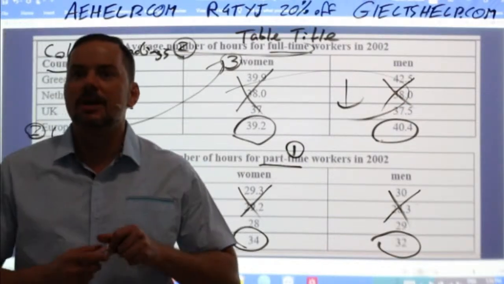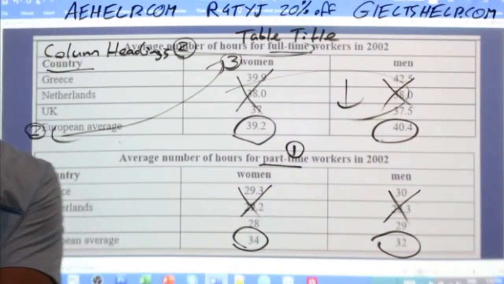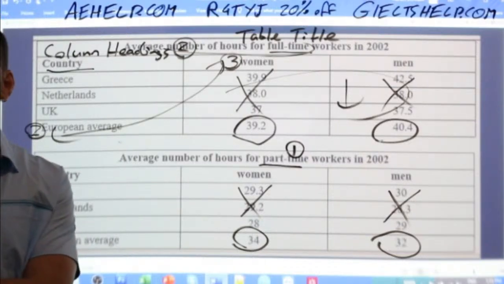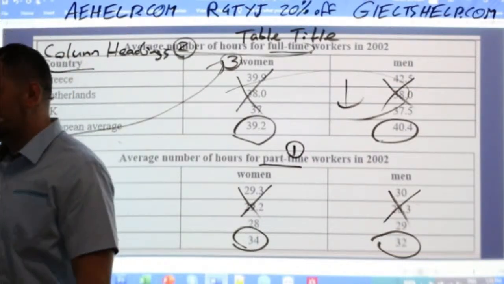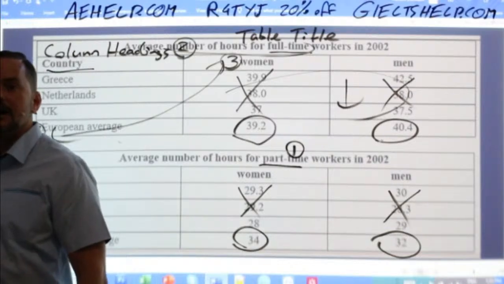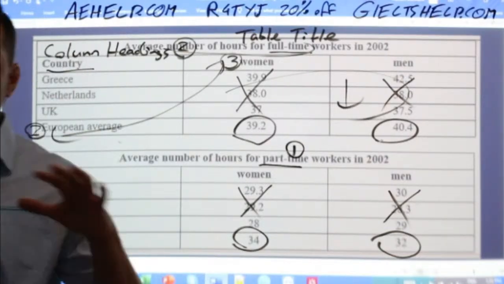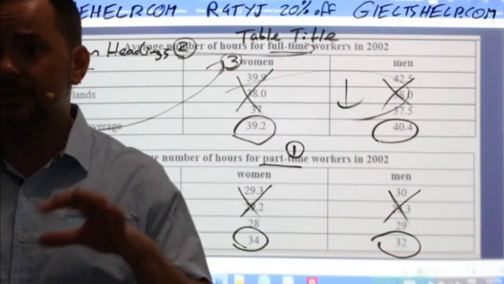Okay, so Hassan says men work more hours in both full and part-time in Greece, UK, and Netherlands, but show different case. Okay, Hassan, you're kind of on the right track. All right. Bisser says overall it can be seen that men in Greece work more than European average. Bisser, that's details. That's going to come in your body paragraph, not in your introduction.